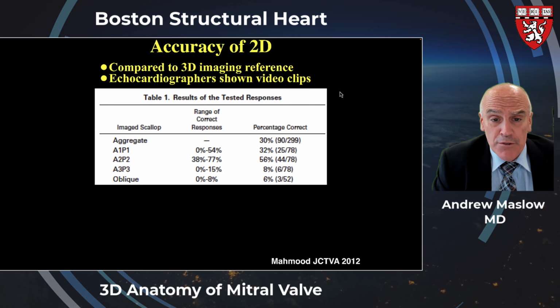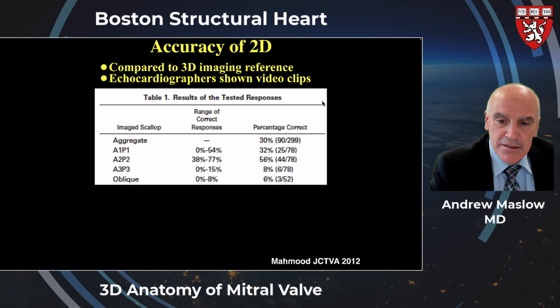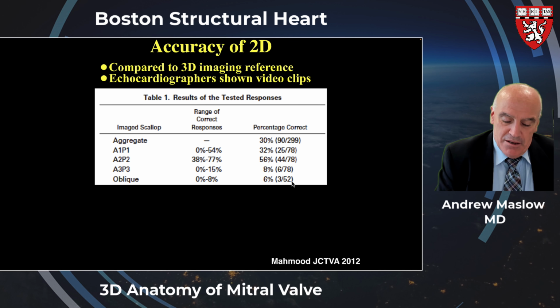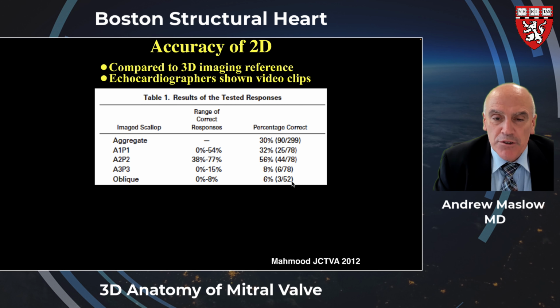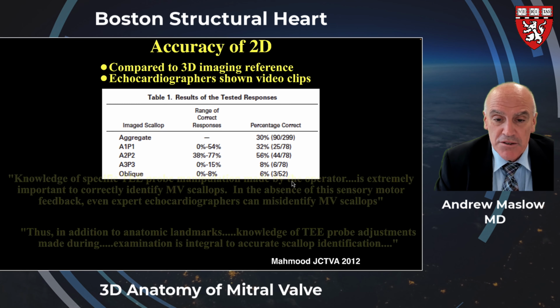In this study, different responses to two-dimensional imaging were recorded and then assessed later on based on the three-dimensional views that were obtained. And unfortunately, you can see that while A2 and P2 were more commonly seen correctly, 56%, none of them really ever exceeded more than 70-80%, which might be considered fairly inadequate for your echocardiographic exam to help determine where the repair should be done or clips should be placed.